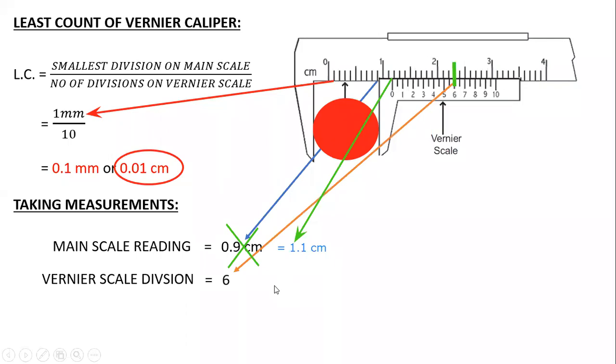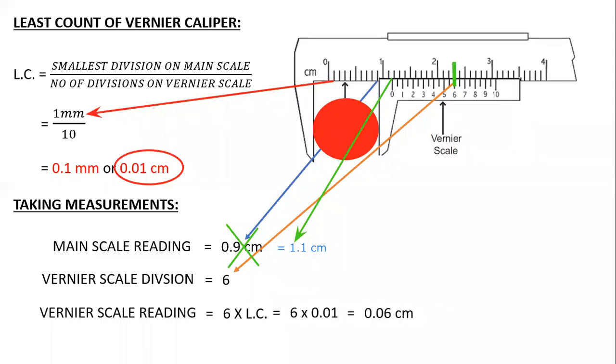Once you get the vernier scale division, you calculate something called the vernier scale reading. Now this division is exactly coinciding. So I will just multiply this with the least count, because the minimum value of the device was 0.01. So once I multiply, I get a value of 0.06. So I got the second decimal place. That is called the vernier scale reading. That is 6 into least count. Vernier scale division into least count.